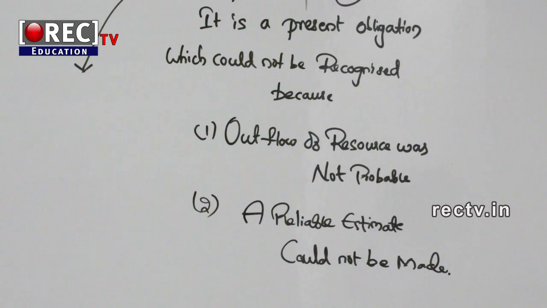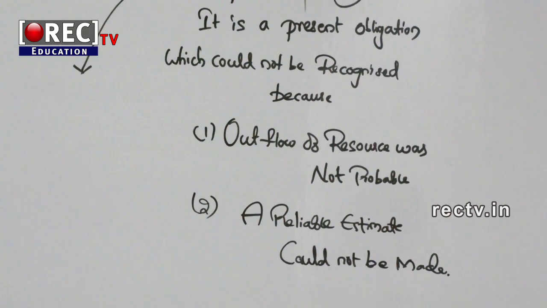So friends, if these conditions are satisfied, then we can treat it as a provision, because there is an event, there is an outflow of resources and there is a reliable estimate. The word not here shows the difference between the contingent liability and the provision. We treat it as a contingent liability because the outflow of resources is not probable, though we cannot say there is no outflow. Here not probable means less than 50% chance.